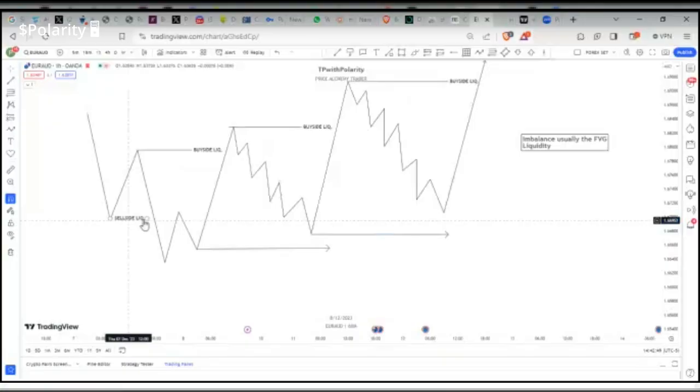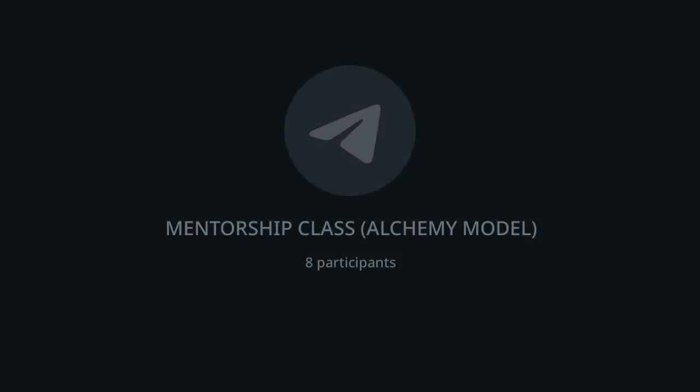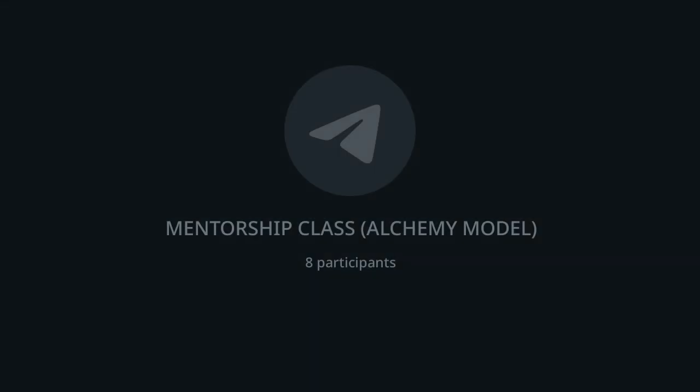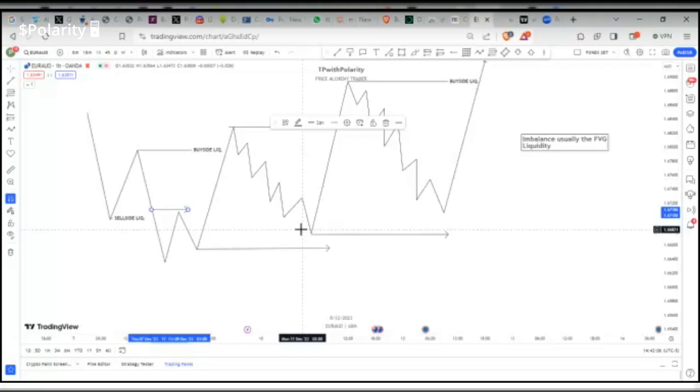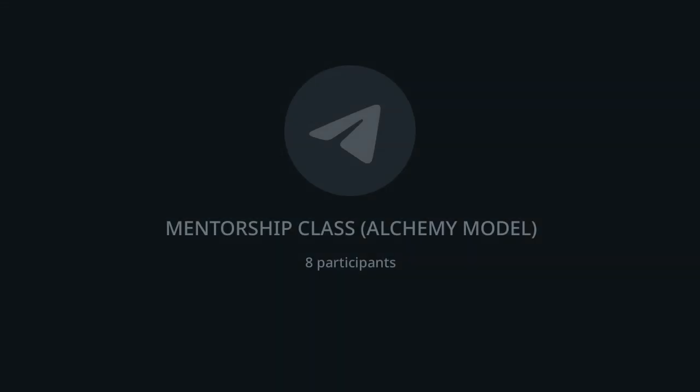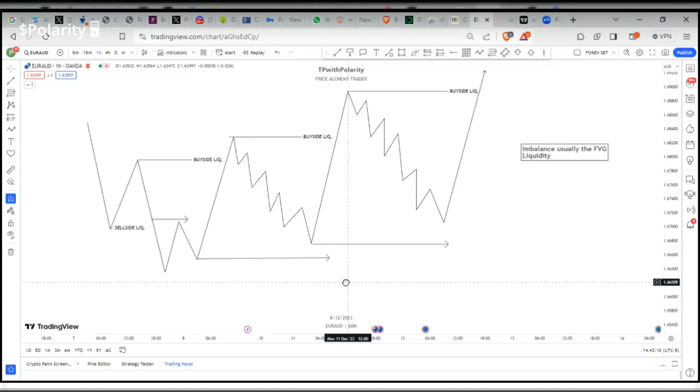In this kind of situation, you have liquidity that gets taken out, but then let's assume there is an imbalance right here. The market will respect the imbalance, goes down, then takes out the liquidity around here. Then let's assume it's a bullish trend. The market starts to make higher highs, higher lows, higher highs, higher lows into the zone.